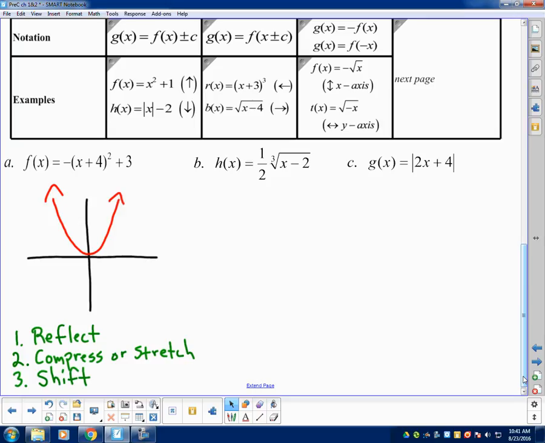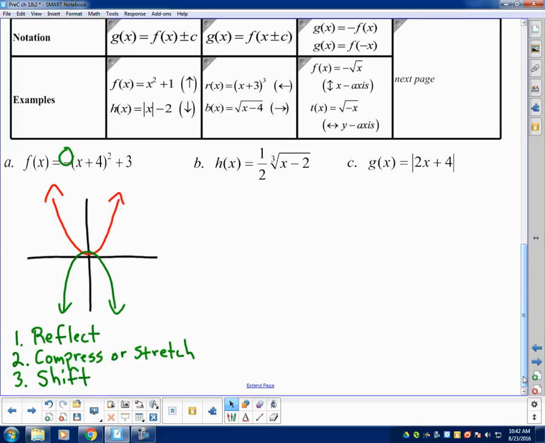So I'm going to go ahead and reflect this over the x-axis because of the negative out in front here. Then we're going to look for any kind of compressions or stretches. There aren't any. That's a -1 in front of the x squared term. It's not going to do anything in terms of compressing or stretching it at this point.